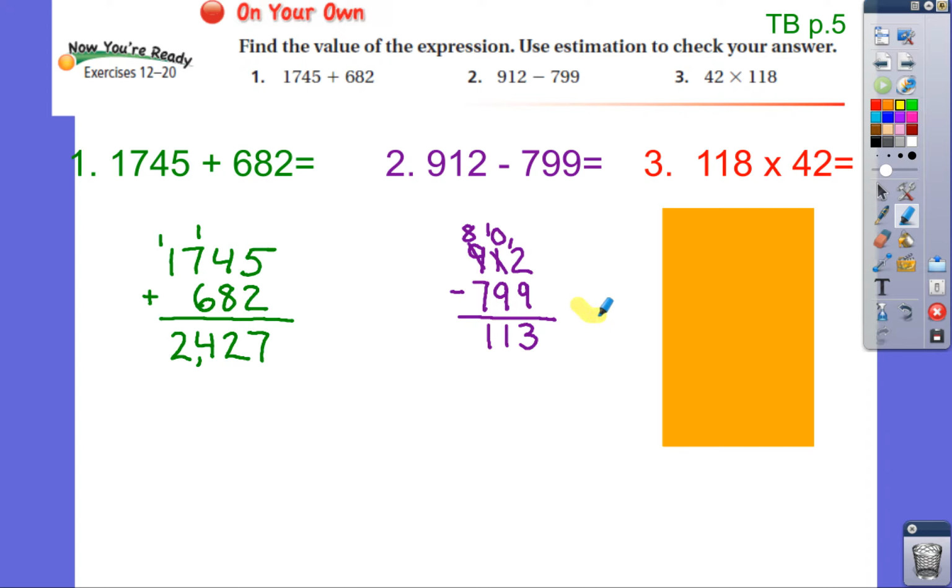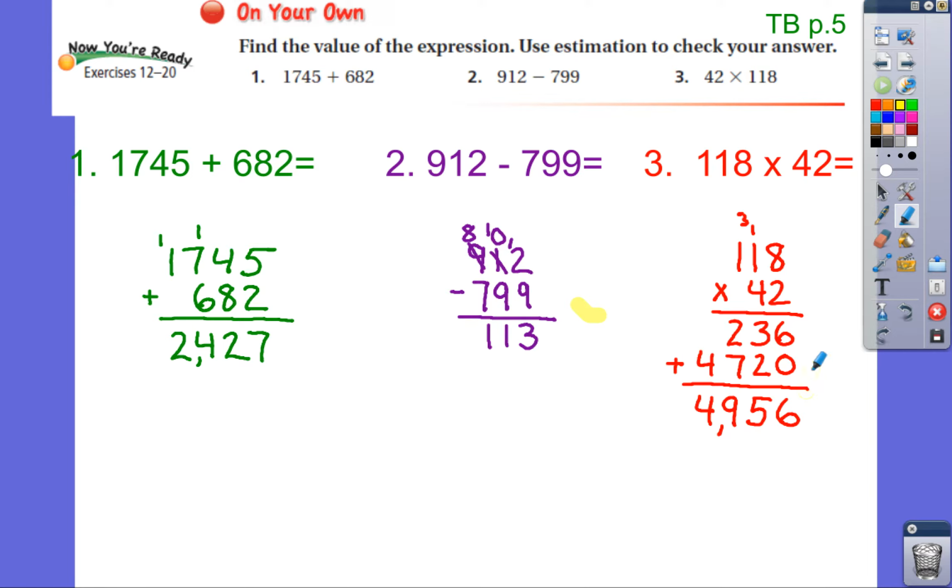And problem 3 was a multiplication problem. The first thing I want to point out is I flipped around the 118 times 42. When you're multiplying, it doesn't matter which one is first and which number is second. An example of this would be 2 times 3 is 6. 3 times 2 is also 6.